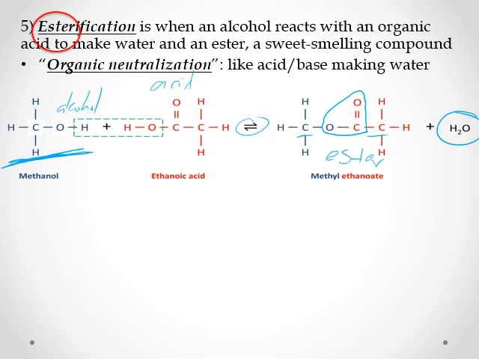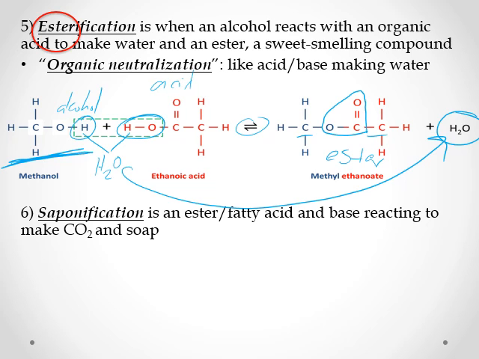A lot of times you'll see it referred to as organic neutralization, again, because it's like an acid-base chemistry where you take the acid and the base and react them, you get the H from the acid, the OH from the base. Same thing is happening here. You're taking the H from the alcohol and the OH from the acid, and they're going together to make H2O, just like in acid-base chapter. So you get the H2O removed, and it's this neutralization type reaction, but in organic context. So esterification makes esters.